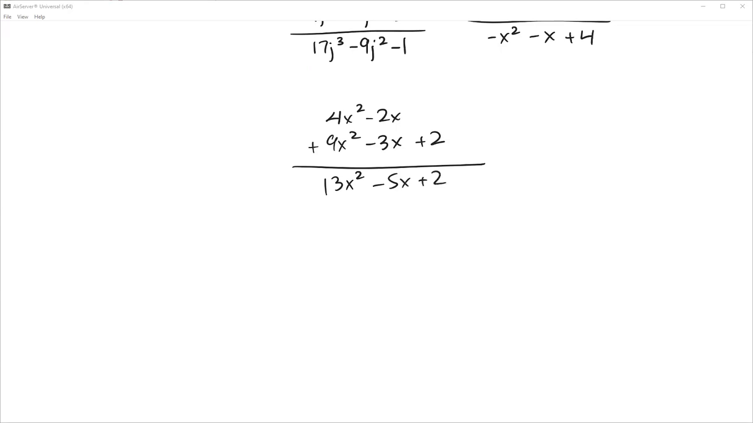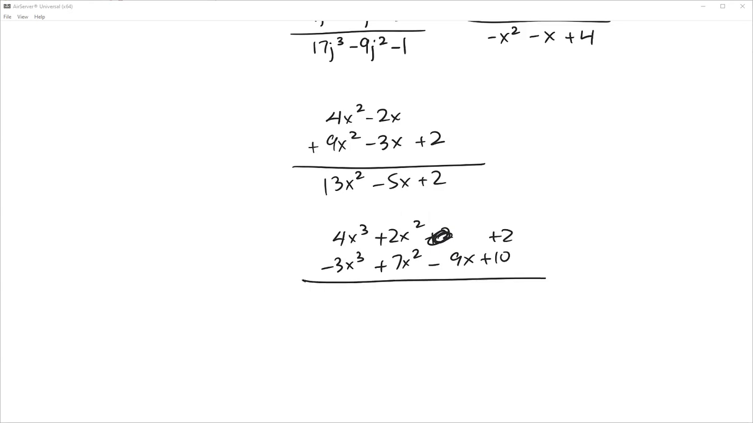And letter B, it's 4x cubed plus 2x squared plus 2. And remember, you're distributing the negative sign, so it'll be negative 3x cubed plus 7x squared minus 9x. I should have, this is plus 2's right here, minus 9x plus 10. All right, so let's go in order. This is x cubed plus 9x squared minus 9x plus 12.